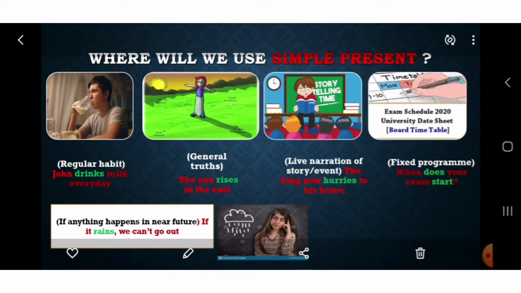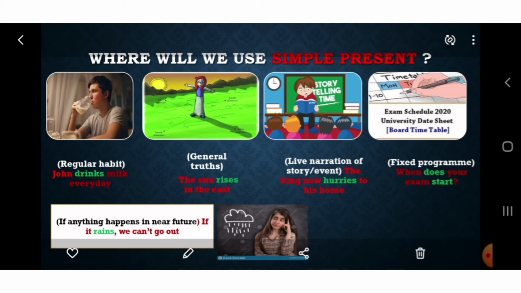Let's come to the third picture. Now in the third picture, what can we see? A person is telling stories. Now, in case of live narration of a story or event, like the king now hurries to his home. Now the person is sitting in front of the children and he is telling a story.